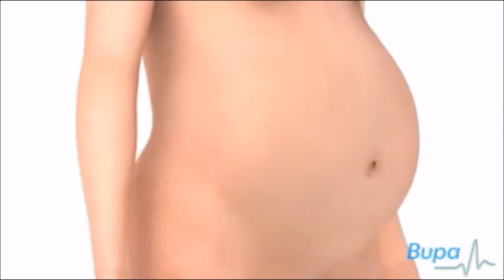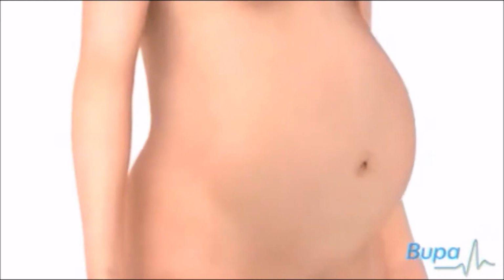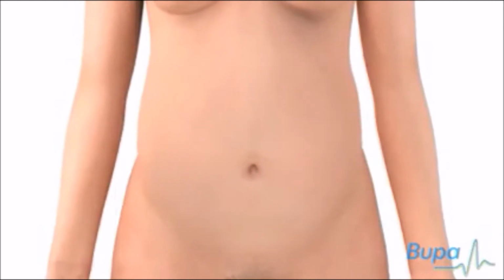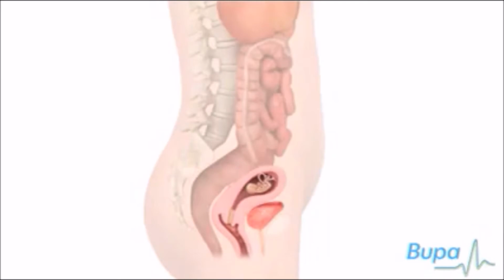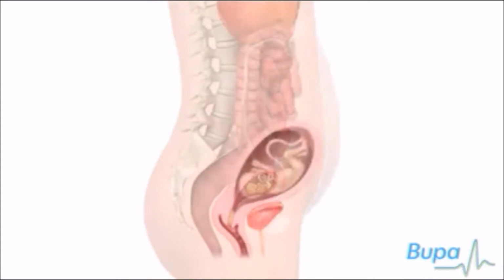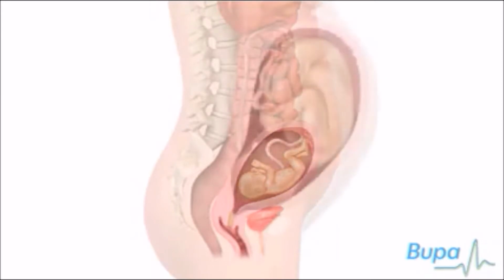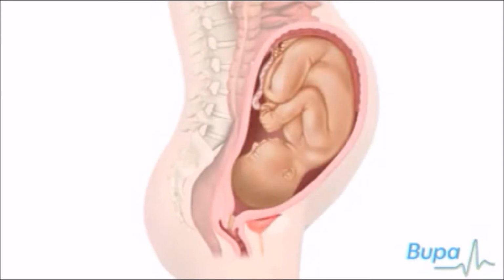This animation will show how your baby develops during pregnancy. Click the navigation arrows below the animation screen to play, pause, rewind or fast forward the animation. Pregnancy usually lasts about 9 months or 40 weeks and is divided into trimesters. The first trimester is from week 1 until week 12. The second trimester is between weeks 13 and 26, and the third trimester is from week 27 until birth.